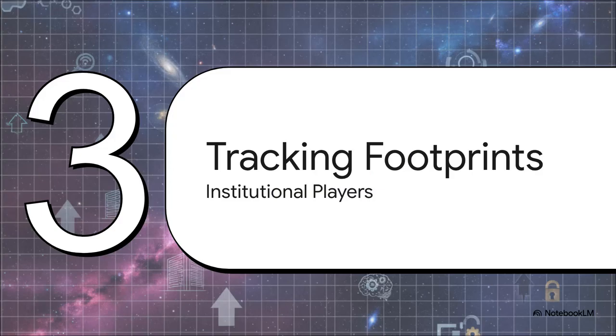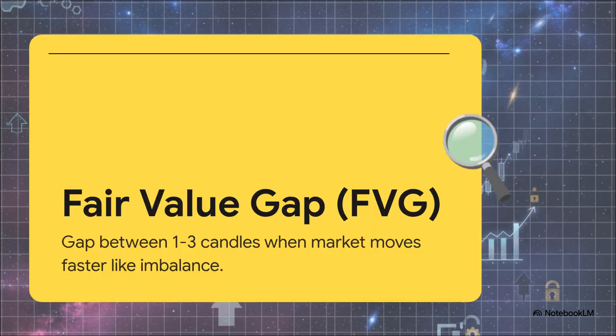Which brings us to part 4. Tracking institutional footprints. Now that we know where the market gets its fuel, who's actually doing the driving? We need to track the massive, literal footprints left behind by institutional algorithms.